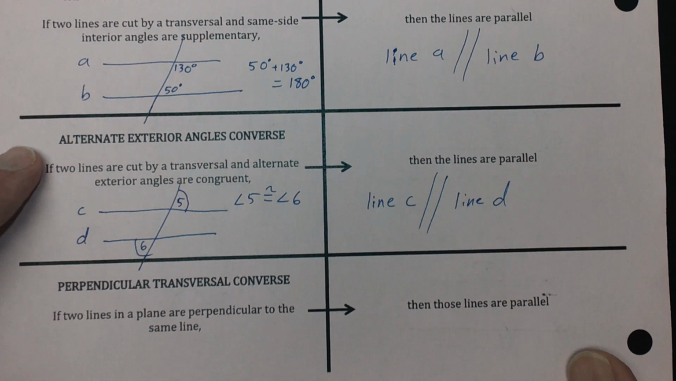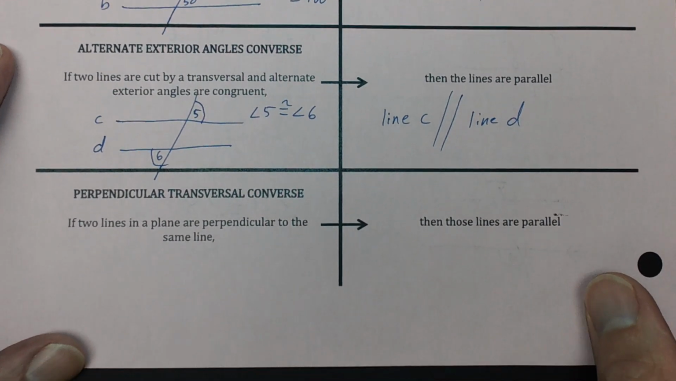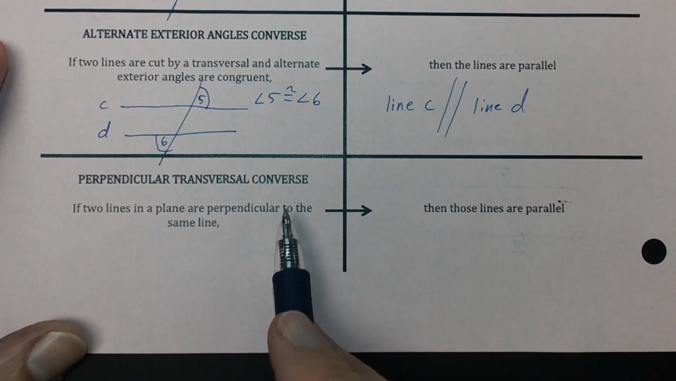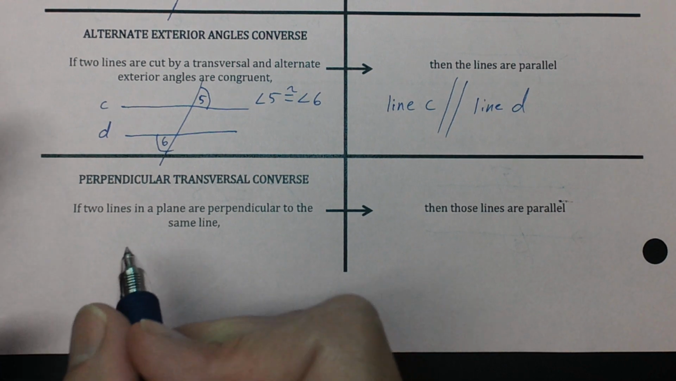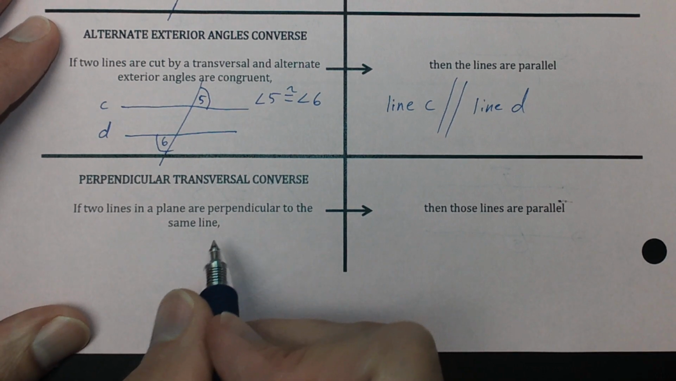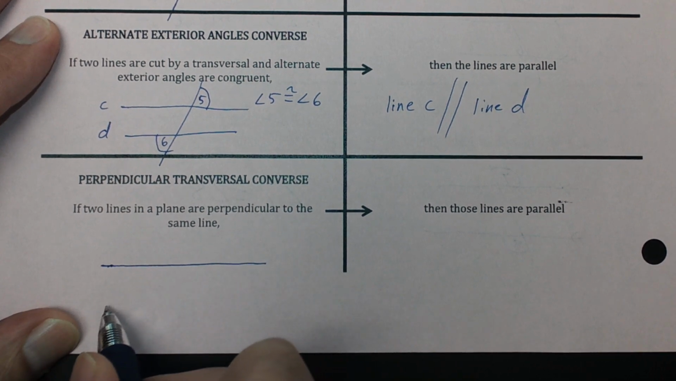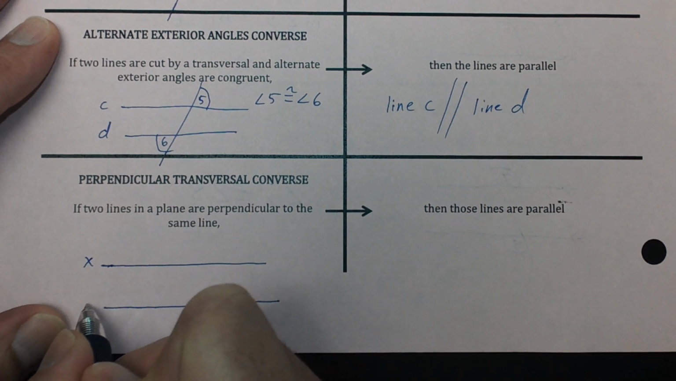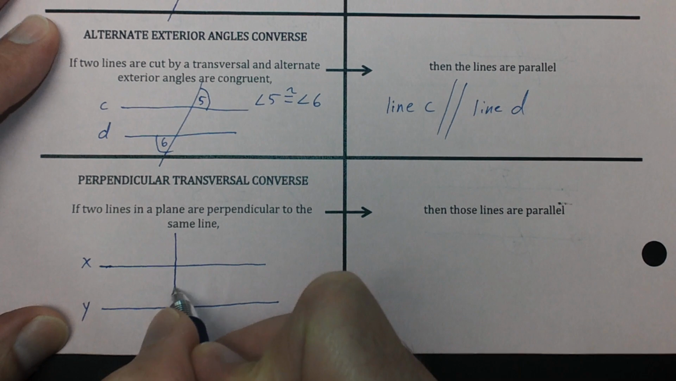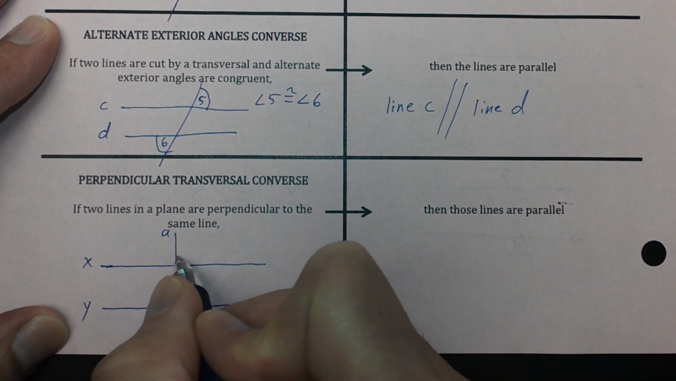This last one is the only one that's really different on these two pink sheets. It doesn't really have a corresponding postulate or theorem on the other side. The perpendicular transversal converse says if two lines in a plane are perpendicular to the same line, then they are parallel. So let me try to draw that. I'm going to say we have line X and line Y. They're both going to be perpendicular to this line A.